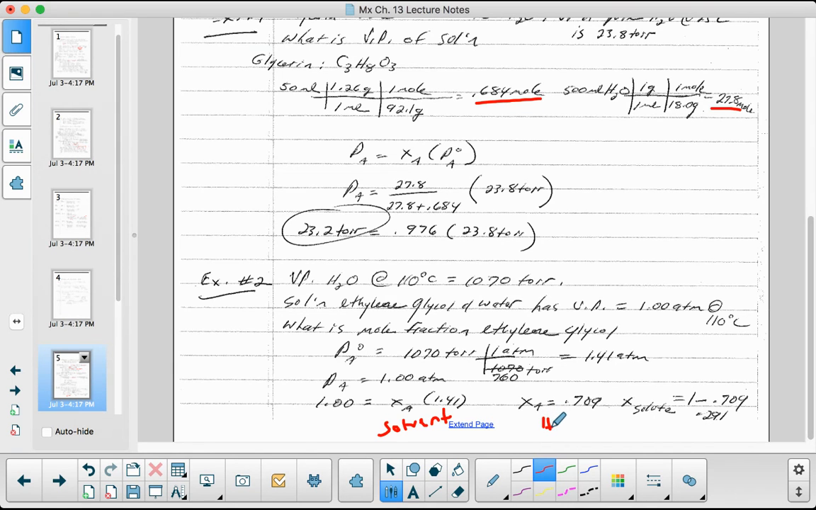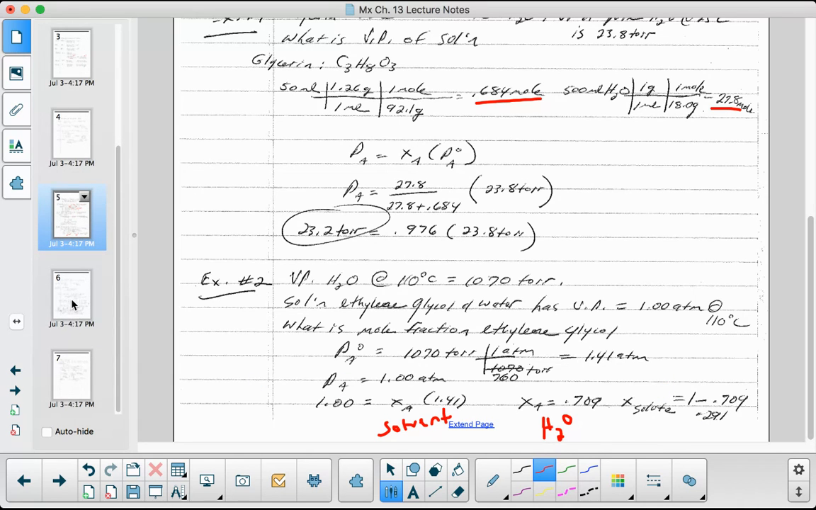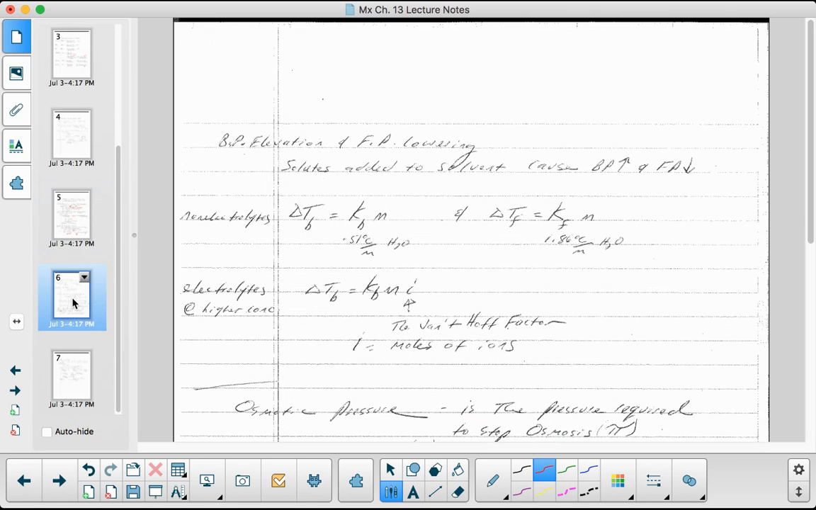So then to answer the question, what is the mole fraction of the solute ethylene glycol? I have to take 1 and subtract 0.709, because that's the fraction that's the water. If that's the water, then what part is the solute? So I would say 1 minus that fraction. Okay, so that should take us through vapor pressure lowering.